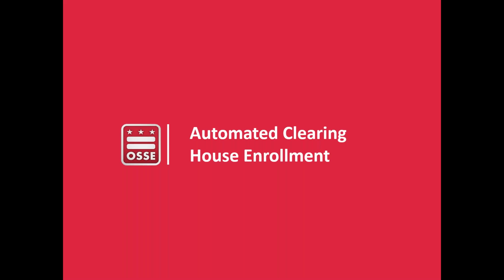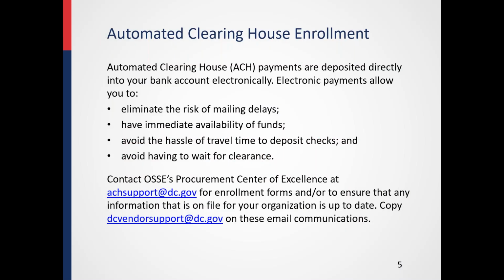All right, ACH enrollment. The automated clearinghouse payments are deposited directly into your bank account electronically. It's the way to get the actual payment for your approved reimbursement requests. The electronic payments allow you to eliminate the risk of mailing delays, have immediate availability of funds, avoid the hassle of travel time to deposit checks, and avoid having to wait for check clearance.